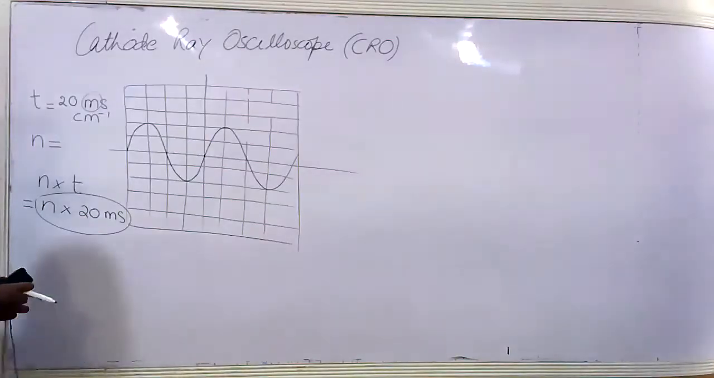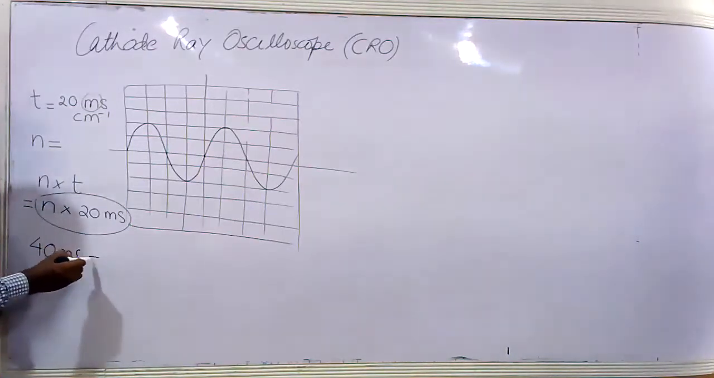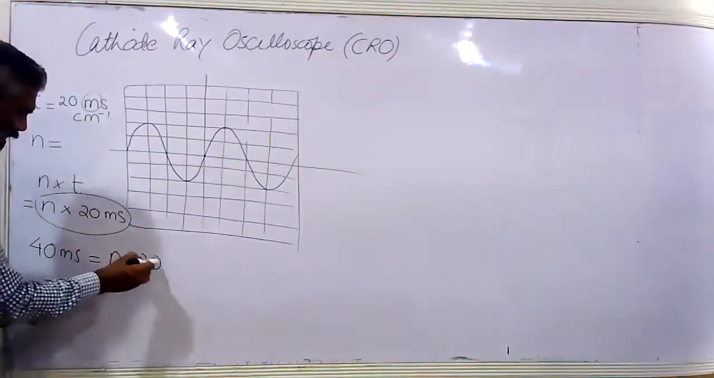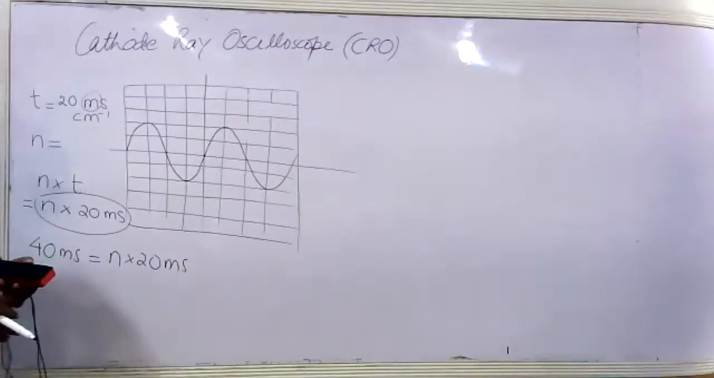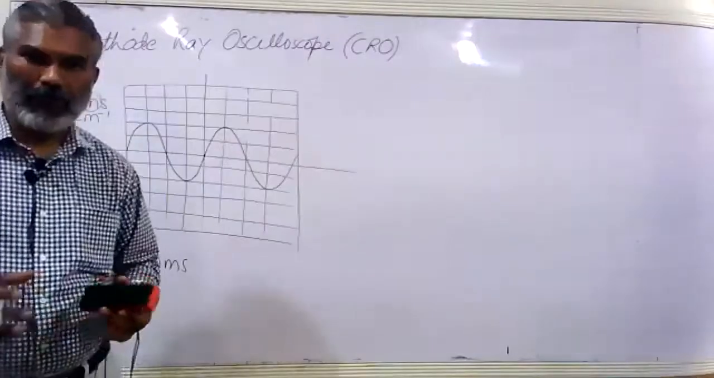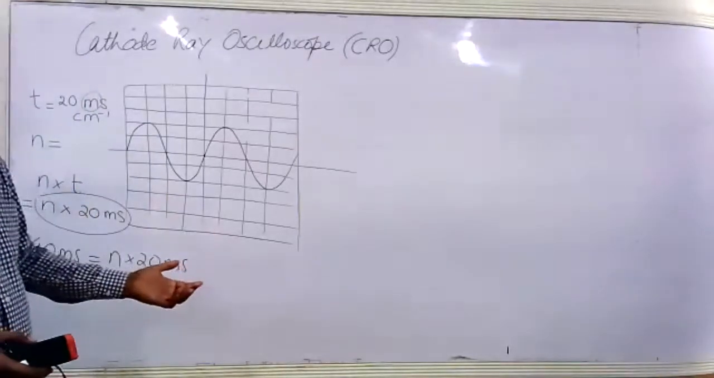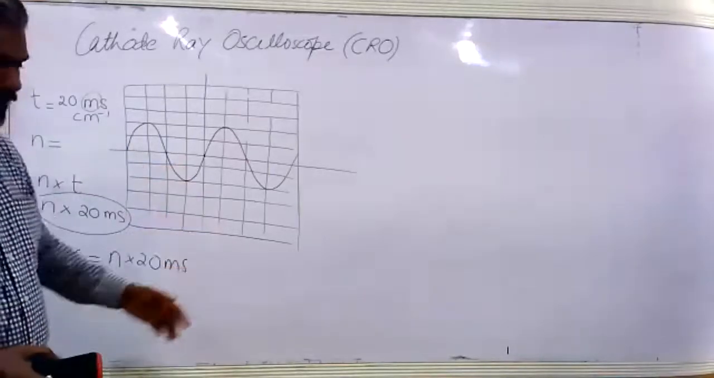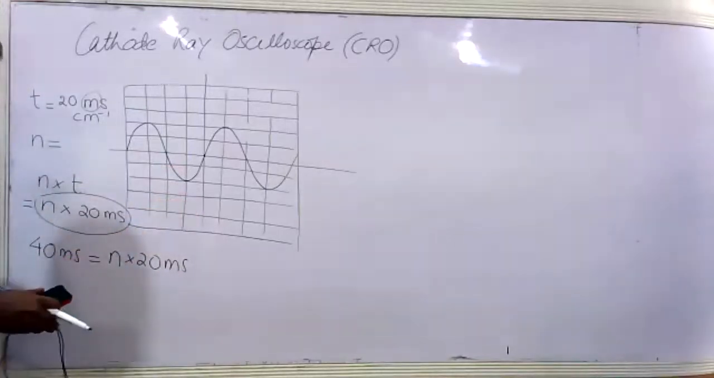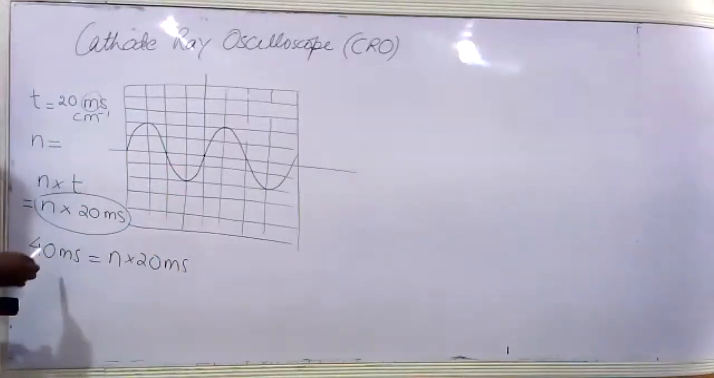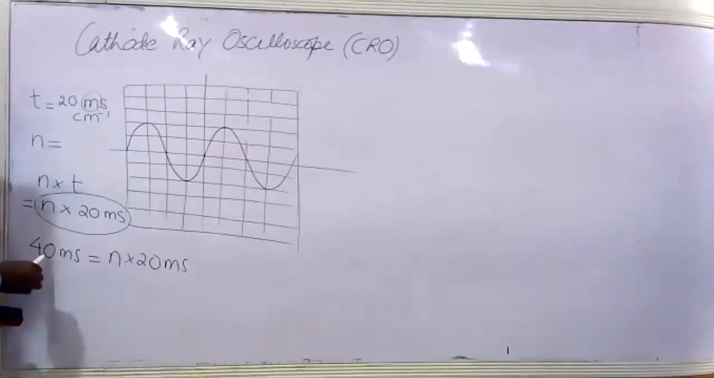The time period is 40 millisecond. That means I must put 40 millisecond equal to n into 20 millisecond. When we change the time-base setting, we do not change the time period or frequency of the signal, because that is the characteristic feature of that signal that we have connected to this device. And by changing the appearance on the screen, we are not changing the time period of that signal. So the 40 millisecond that we calculated earlier with the time-base setting of 10 millisecond given remains unchanged.